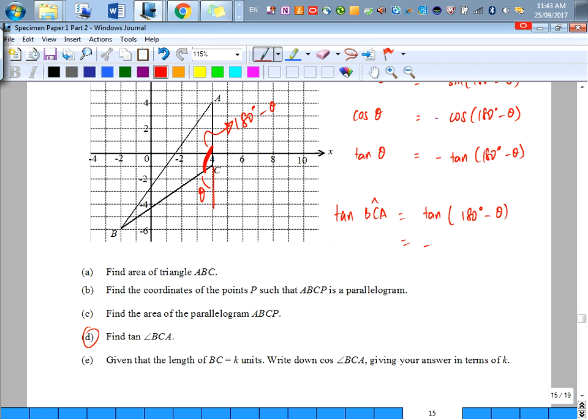because I'm trying to form a right angle here. This is the same concept we use for cosine also and sine. This is equals to negative tangent of theta. And then, what is tangent of theta? Opposite, 1, 2, 3, 4, 5, 6, over adjacent, 1, 2, 3, 4, 5. Answer negative 6 over 5. Okay?